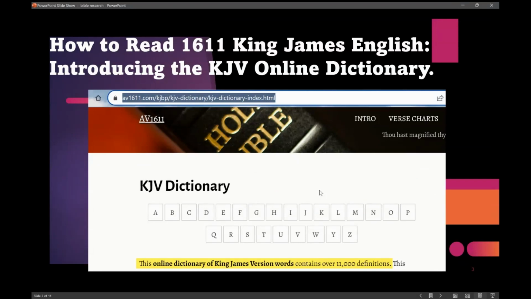Okay, that'll wrap this up, and I hope this will help us put another tool in our toolbox when we're reading the King James Bible, that we will know how to distinguish its meanings by going back to this particular website. Again, it's av1611.com. That's pretty easy. AV means authorized version, 1611 means the Bible, King James Bible. So av1611.com.